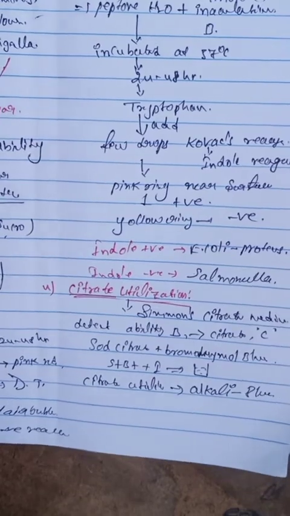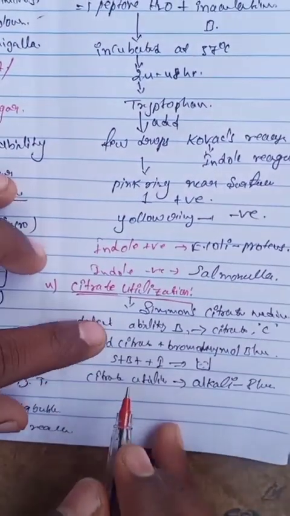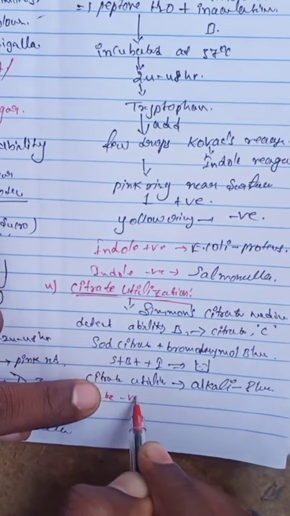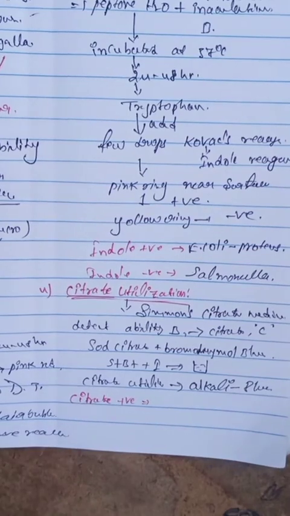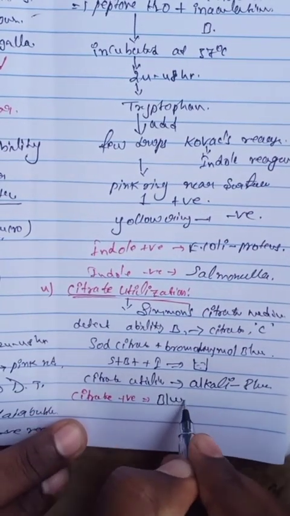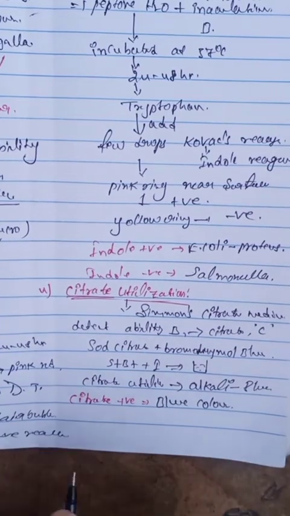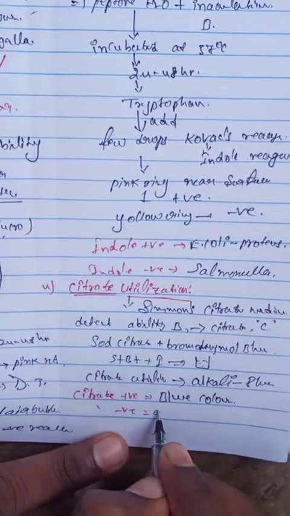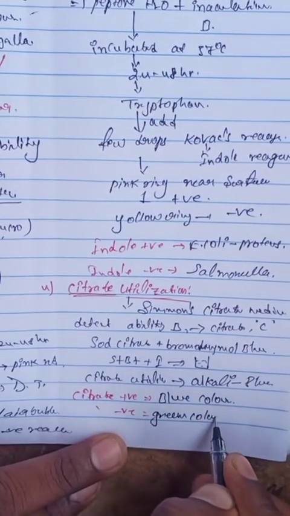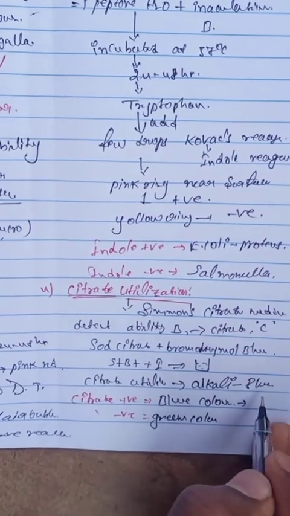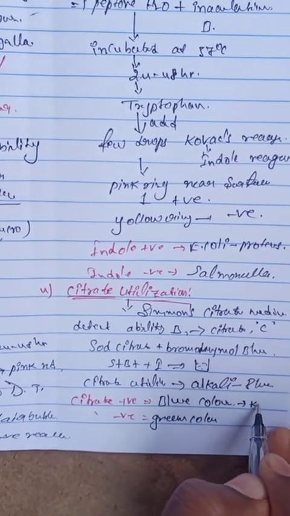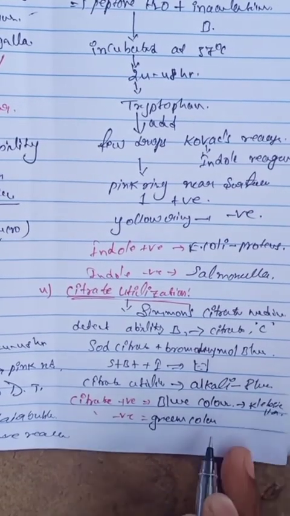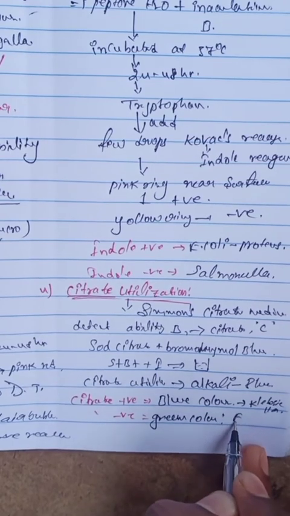If negative, it stays green. So citrate positive produces a blue color. The next one, citrate negative, produces a green color. What is an example for citrate positive? Klebsiella. And the green color, citrate negative, is Escherichia coli.